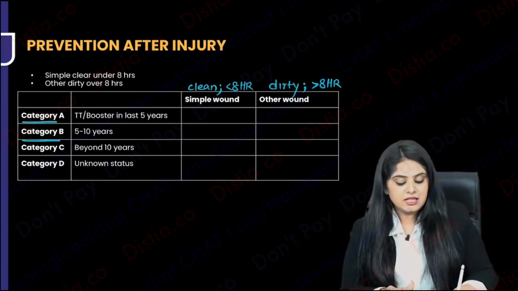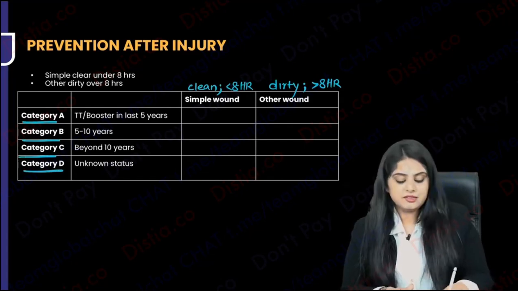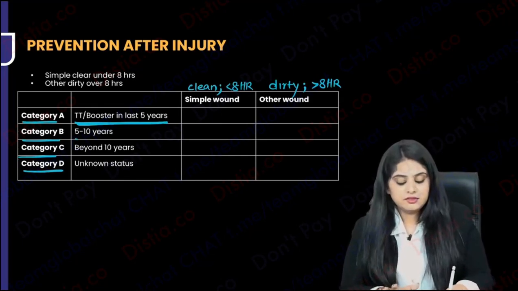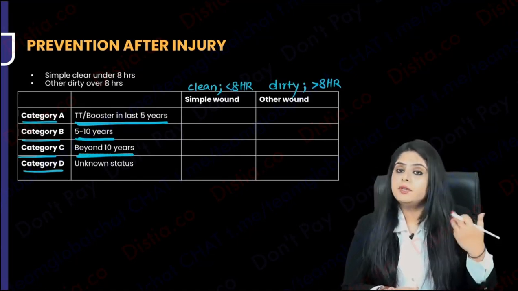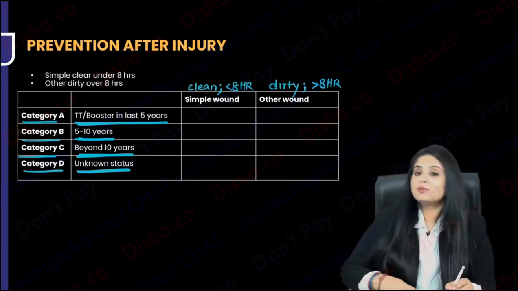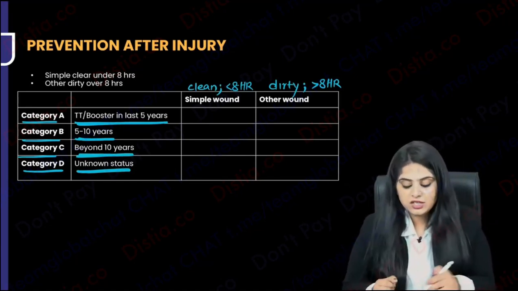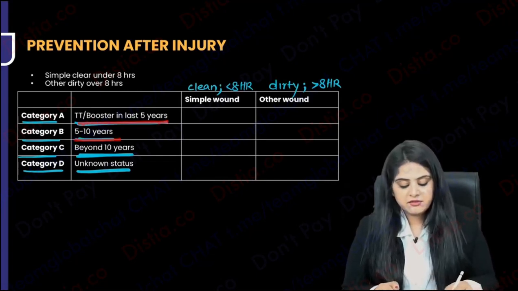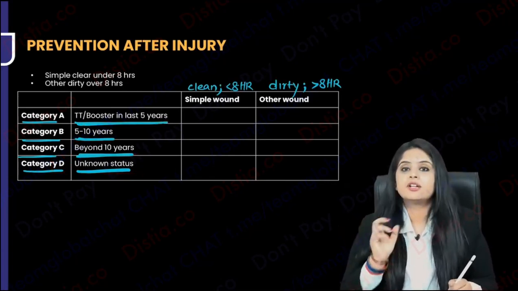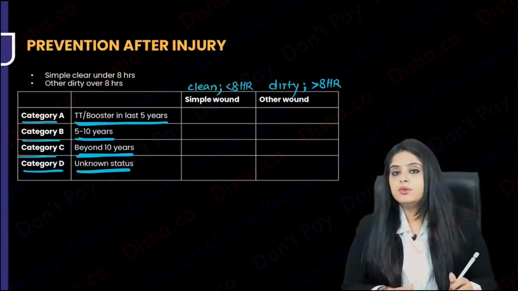Then we have category A, B, C, D, means if the person says that I have had a tetanus toxoid or a booster in the last 5 years. The other one says 5 to 10 years. Third category says I had it beyond 10 years ago, and the fourth category is the most common that you'll find in our country, who will say pata hi nahi what injection I had got. So repeating, within 5 years, 5 to 10, above 10, and I don't know, the Dumbo people who have no idea what has happened in their life, whether they ever got any injection or not. So now what do you do?